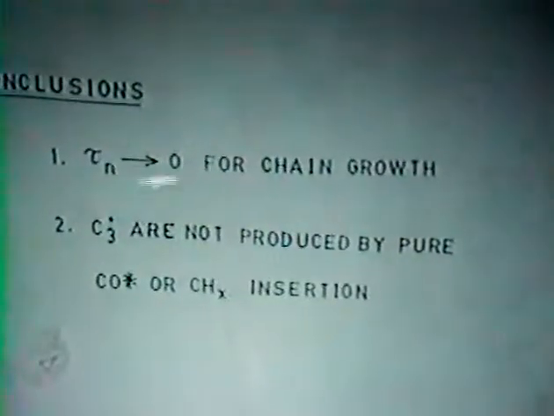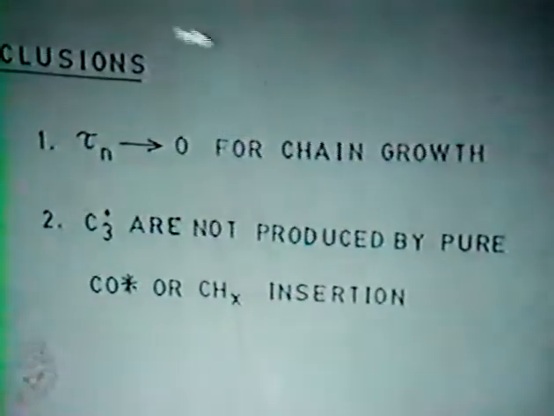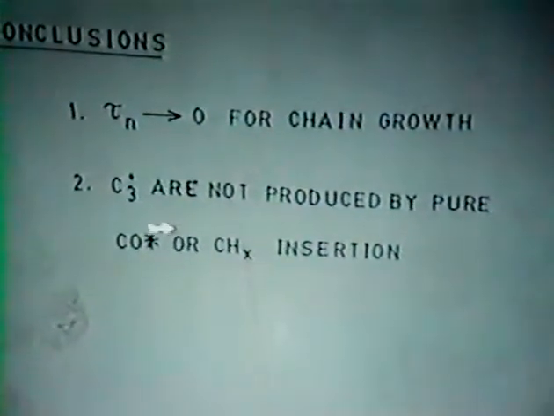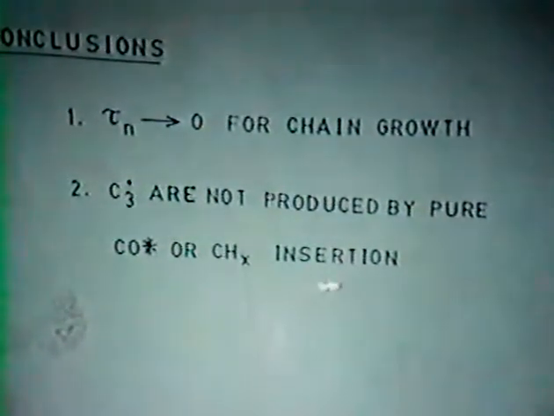So the conclusions that we can reach are very brief. One is this Tn goes to zero. That's another way of saying there's very little accumulation of growing chains, and also that it doesn't appear that the higher hydrocarbons are produced by either pure CO insertion or CHx insertion.